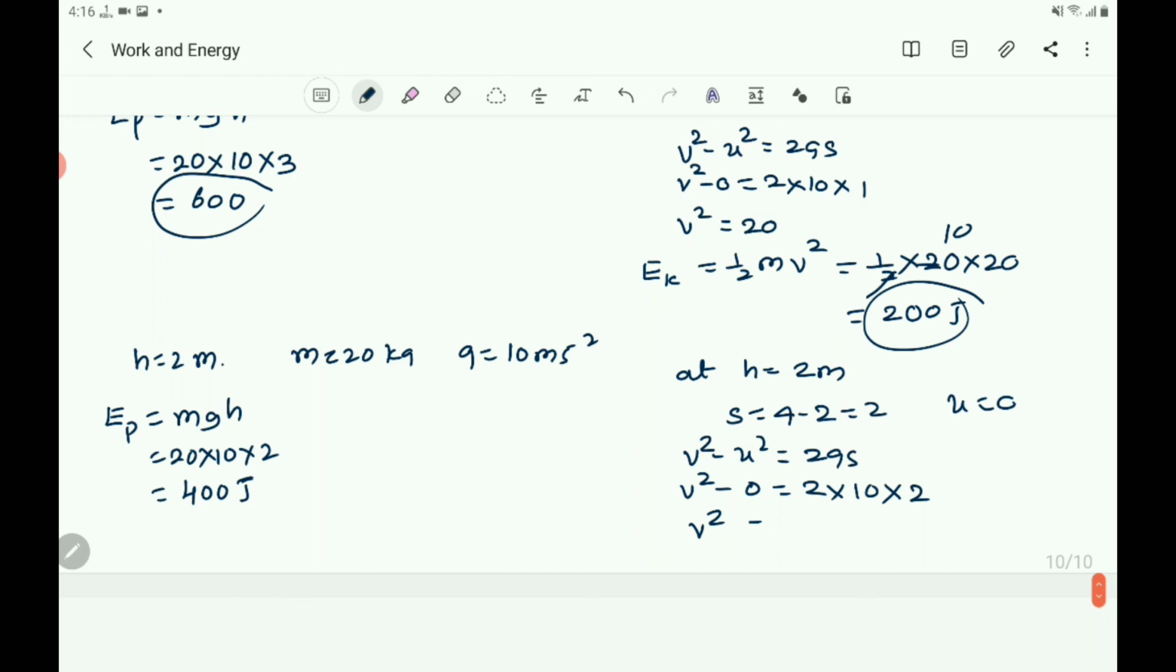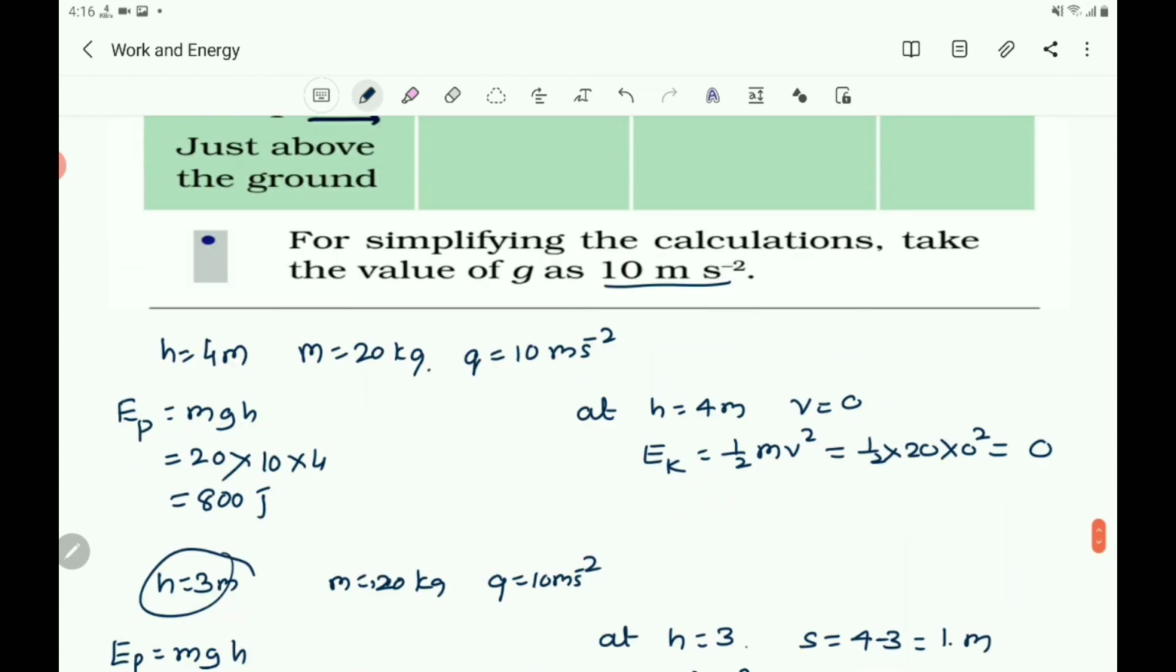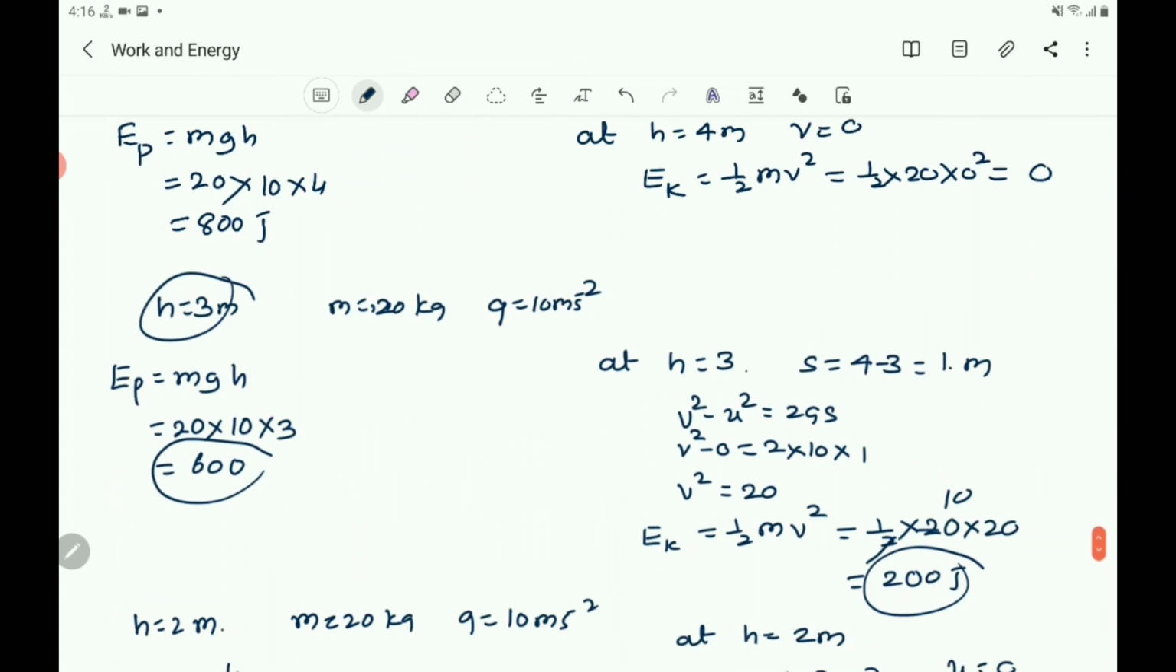Then it becomes v square is equal to 2 into 10 into 2, which is 40. Then write the formula: Ek equals half mv square, that is half into 20 into 40. So 2 ones are 2, 2 tens are 20, you will get 400 joules. So this is 400 joules, and this is also 400 joules. Then you will get 400 plus 400, 800 joules.